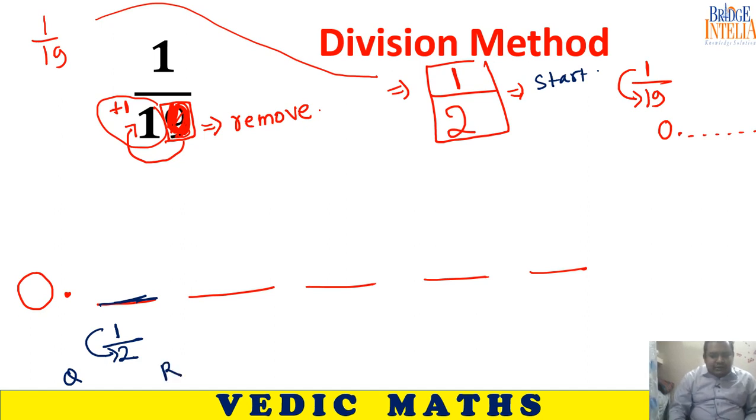You are dividing 1 by 2. 1 is a smaller number, so not a single time does division take place. So the quotient is 0 and the remainder is 1. Write the quotient here, so I write 0 here. The remainder is 1, so write the remainder just before that. I write 1 here. Time to fill the second blank.